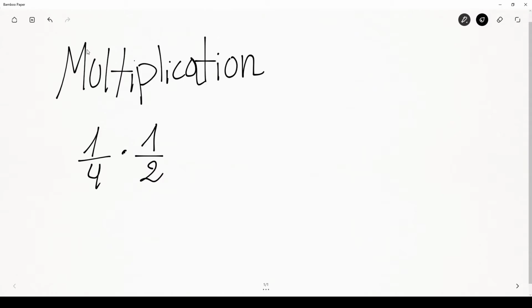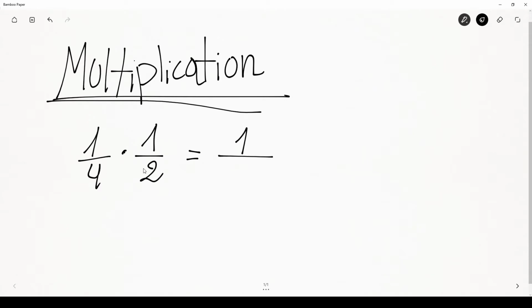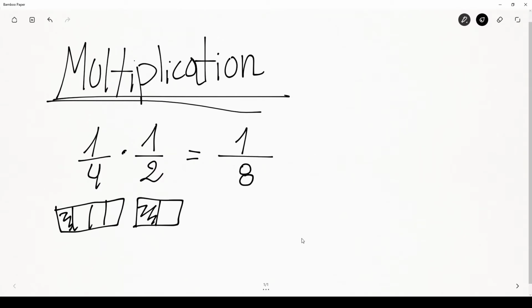Now the next concept we want to learn about is multiplication of fractions. This is much easier to perform than a sum of fractions, because here you just multiply the numerators and multiply the denominators. For example, this multiplication, 1 times 1 is equal to 1. 4 times 2 is equal to 8, and this is the result. Now what does this multiplication mean?